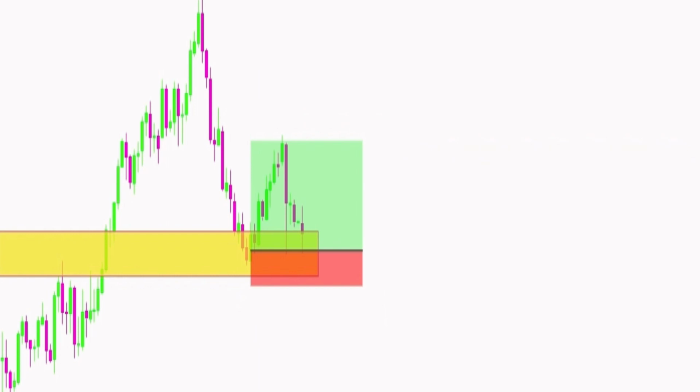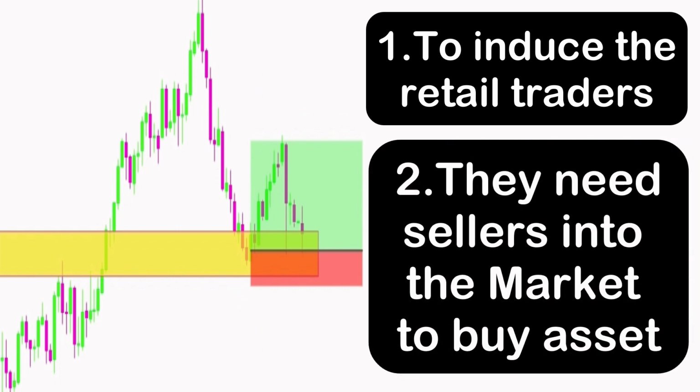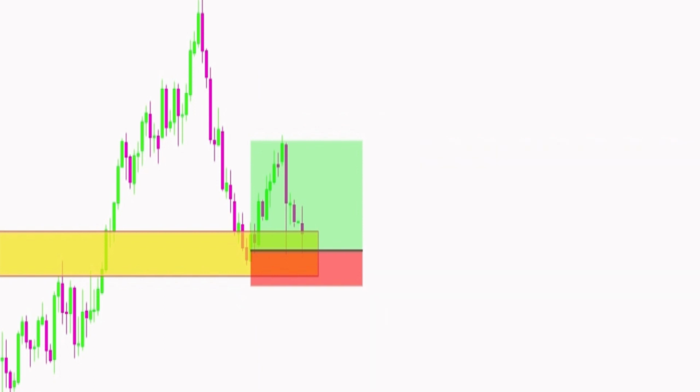The breaker block is created in the market in order to induce the retail traders, and the smart money creates the breaker block as they need sellers in the market to buy the stock during a bullish scenario and vice versa in a bearish scenario. But the market does not always make a breaker block. Sometimes the market may move slightly above the supply zone and then again continue its existing trend.